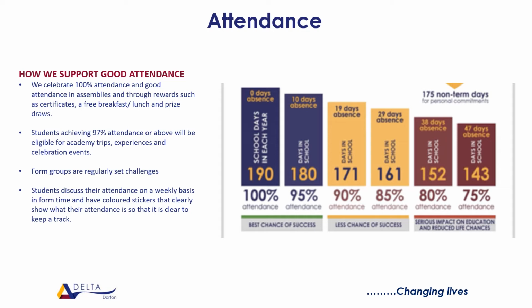10 days absence over a school year drops them below that 97% attendance target. It is going to have a huge impact on their education and reduce their life chances if they drop below that 97% attendance target that we set.